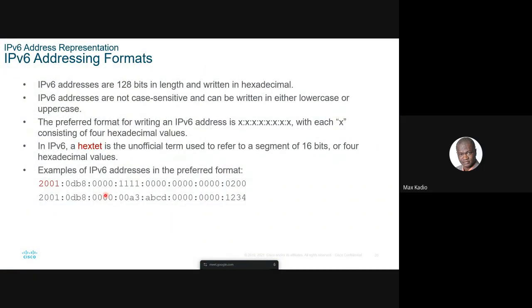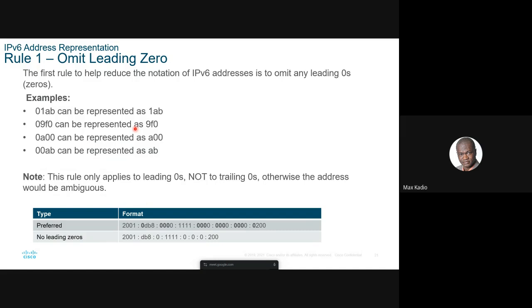IPv6 is 8 blocks, 1, 2, 3, 4, 5, 6, 7, 8. Also hexadecimal numbers, that's why you can see D, B, A. We have some rules. When you have leading zeros in a block, you can remove them. See? Not the zeros behind the numbers, but the leading ones before, you can remove. Same thing here, you can remove that 0. If you have 4 zeros, you can remove 3 to keep 1, and so forth.